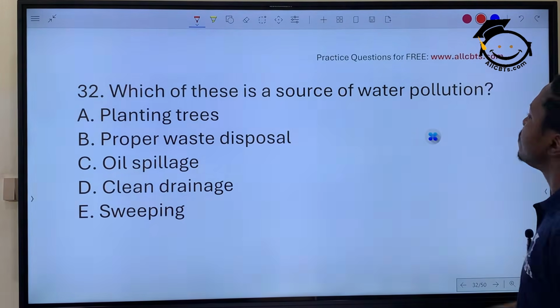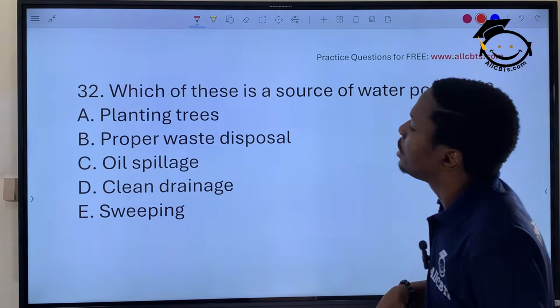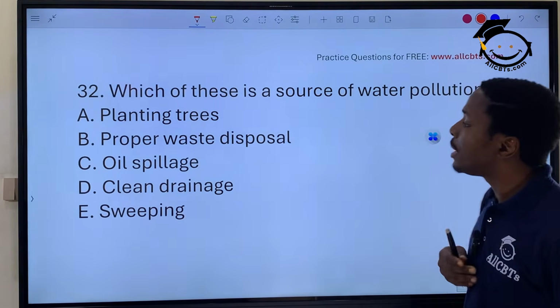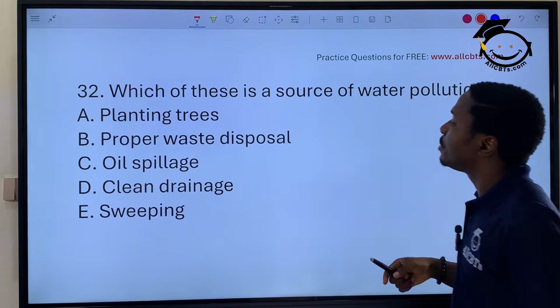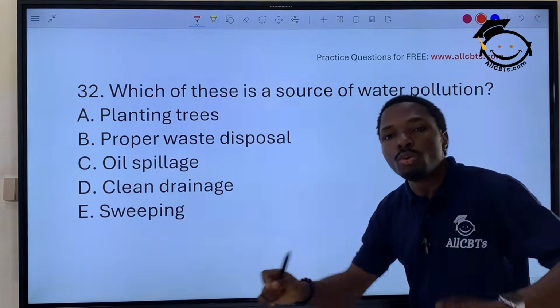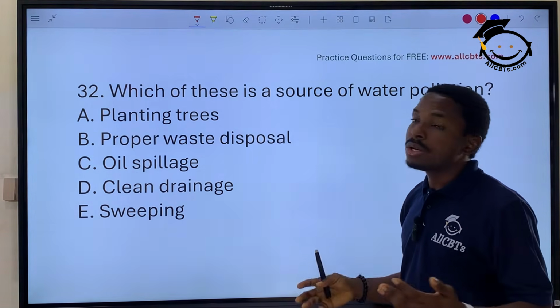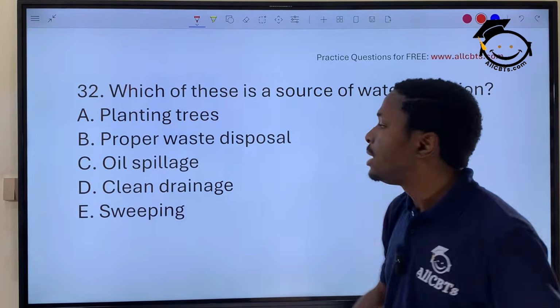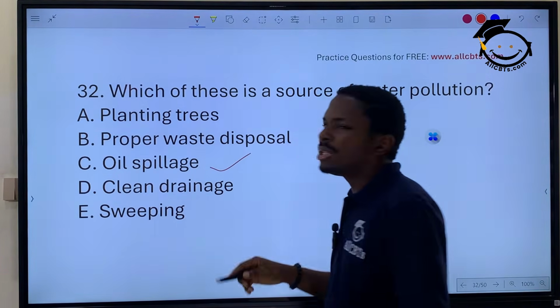And that process is called condensation. 32. Which of these is a source of water pollution? Planting trees, proper waste disposal, oil spillage, clean drainage, sweeping. So which of these will pollute water? That's what it means. Which of these can pollute water? And that is what? Oil spillage.